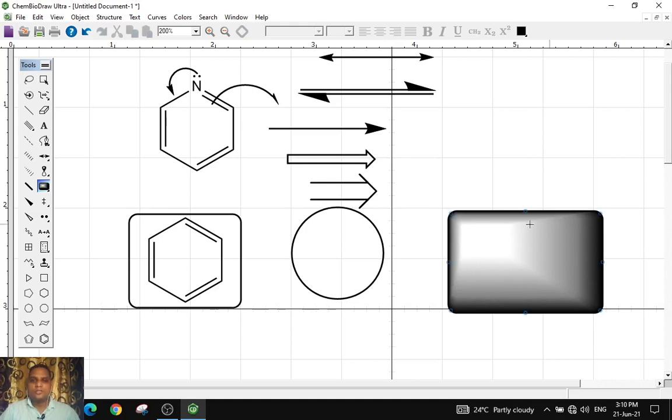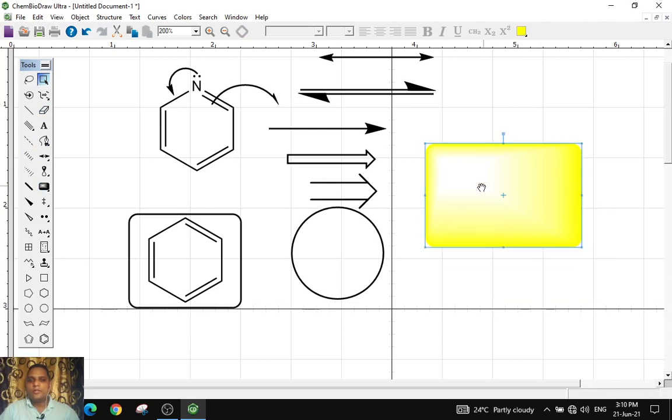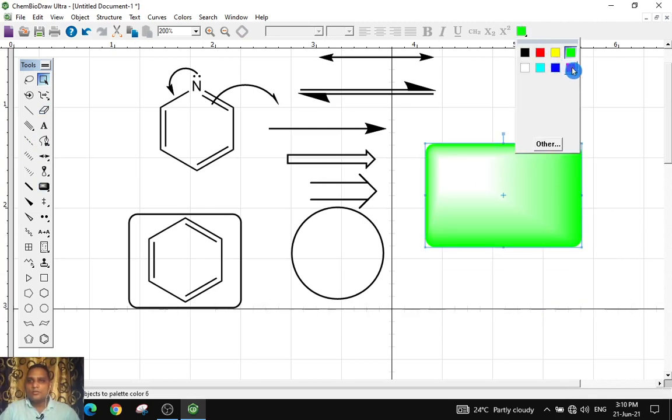After clicking on this one, you can change the color. You can see the change of color will appear. You have to select it and then change the color. You can see a very nice presentation will be there. You can see the blue lines. You can also use green and purple.